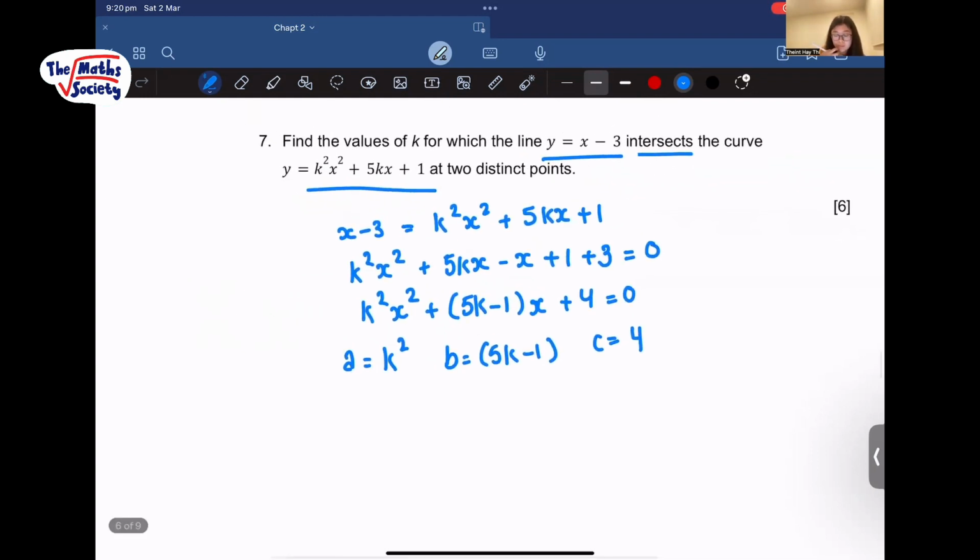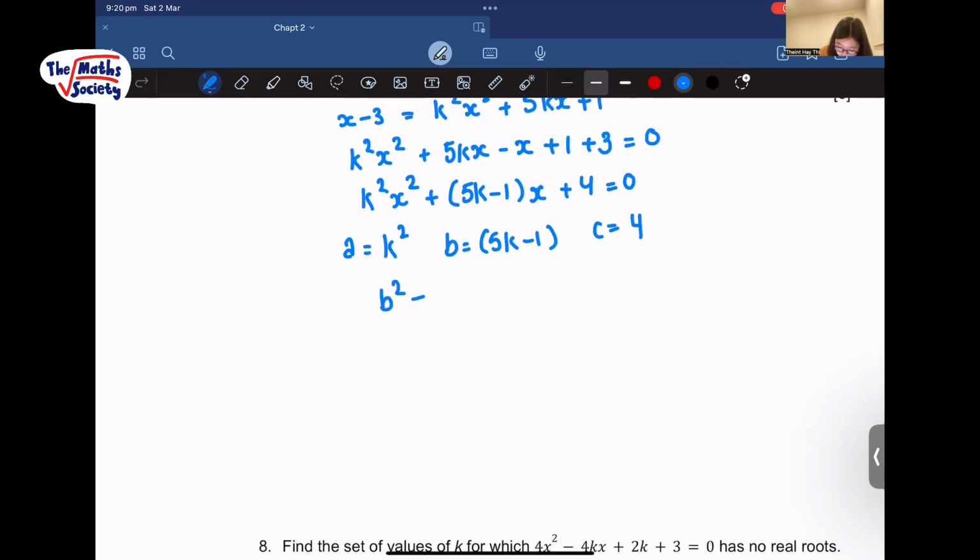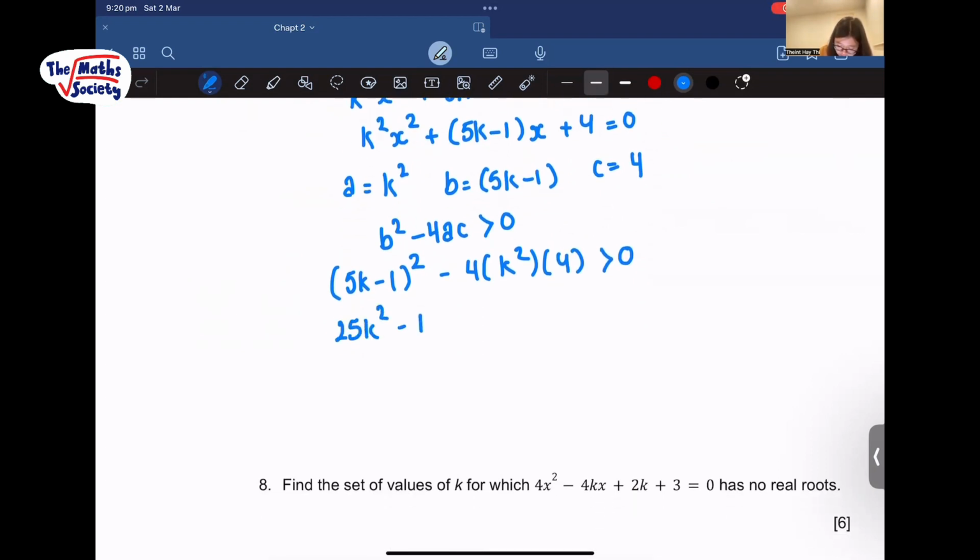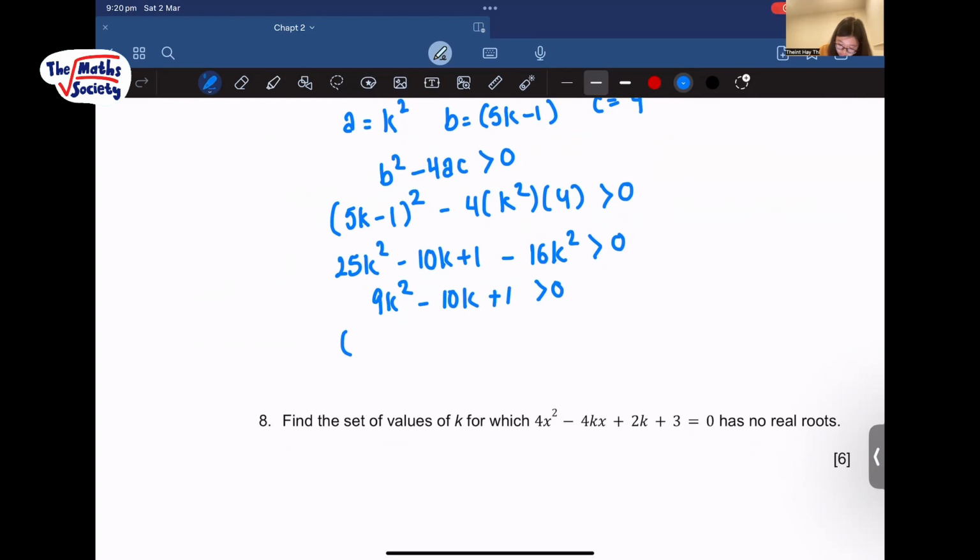So because they do intersect, it'll be b squared minus 4ac greater than 0. We have b squared, 5k minus 1 the whole square, minus 4, a is k squared, and then c is 4, which is greater than 0. So 25k squared minus 10k plus 1 minus 16k squared greater than 0. So you have 25 minus 16, which would be 9k squared minus 10k plus 1, which is greater than 0. So you'll have 9k minus 1, and then k minus 1, which is greater than 0.